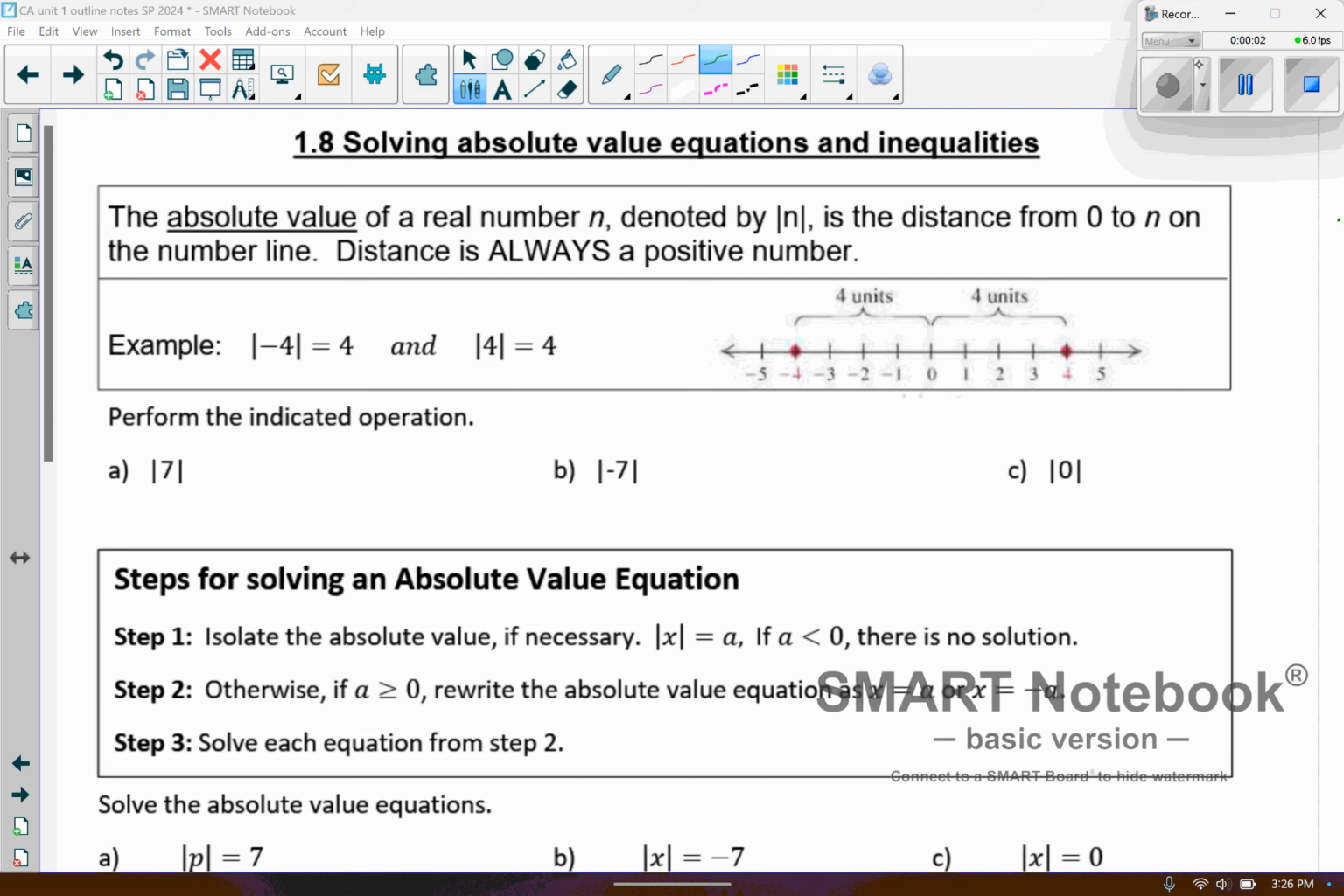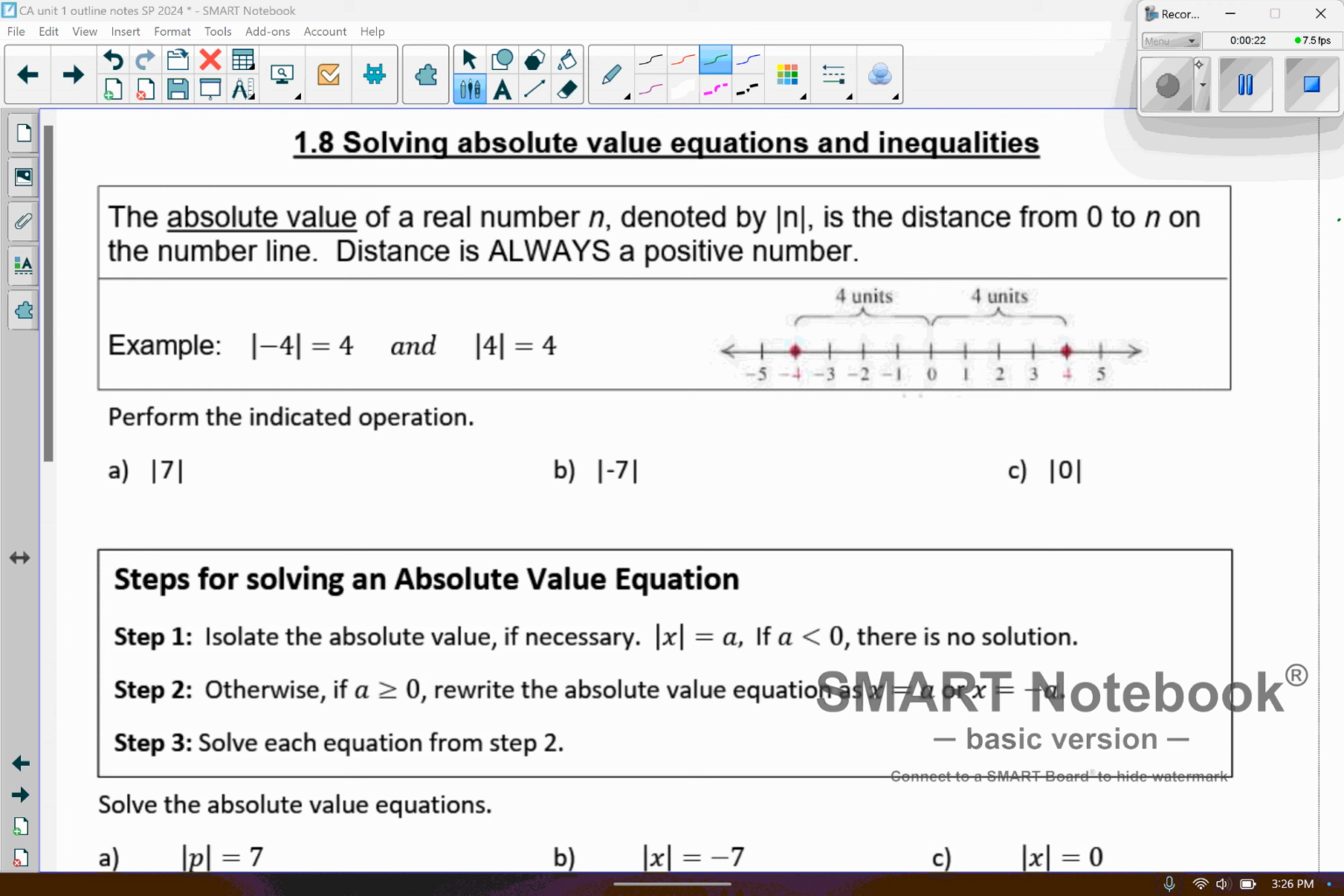Okay, so we're on to our last section for Unit 1, and that's going to be 1.8, solving absolute value equations and inequalities. So what we're going to do here is review absolute value real quick, and then we're going to throw in inequalities with those. So what is an absolute value?